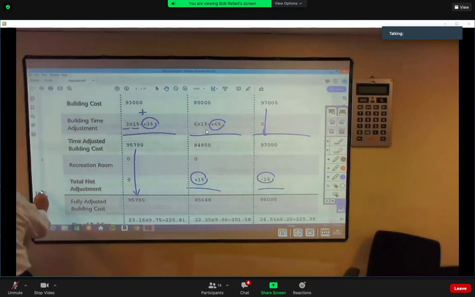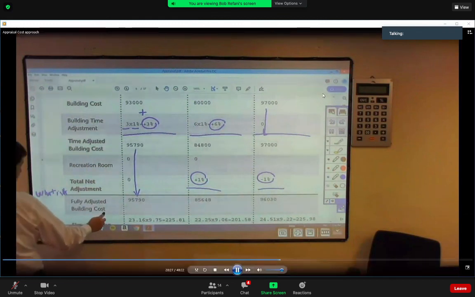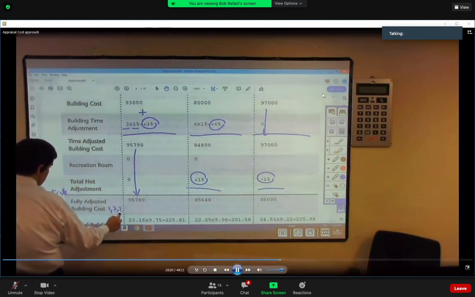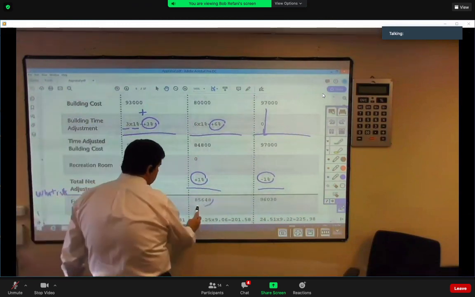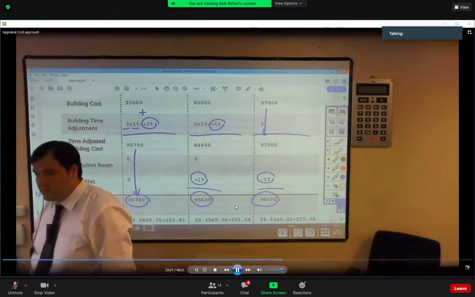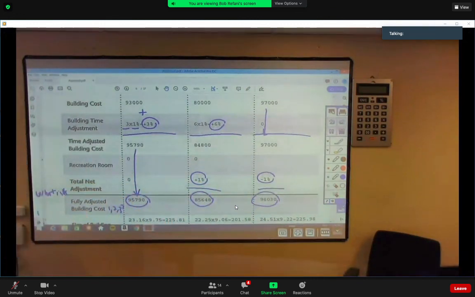So the question is, up to here, what is the fully adjusted building cost for buildings 1, 2, and 3? They're looking for these three numbers. 3 marks, 3 marks, 3 marks, 9 marks. This is question 39 of your handout. If you want to know how you're going to get it in the exam, I would study question 39 of the handout. So that's your homework tonight.